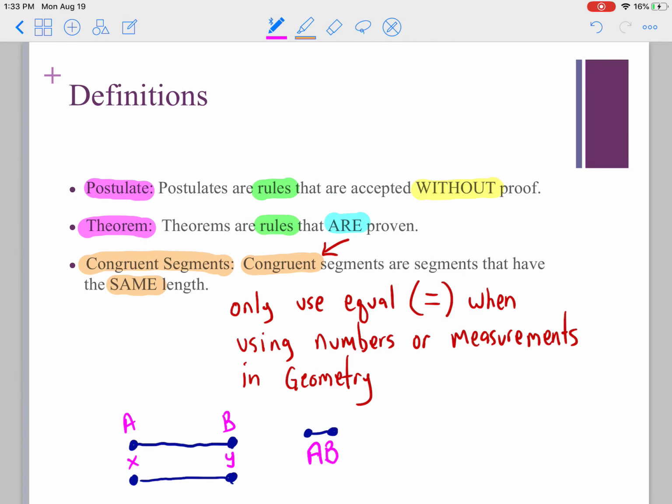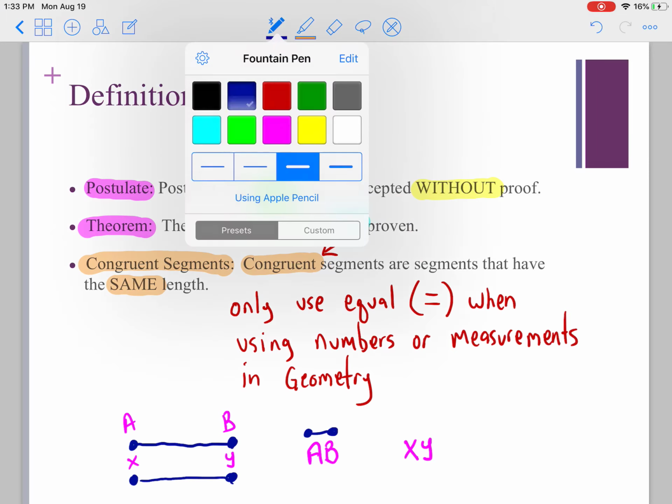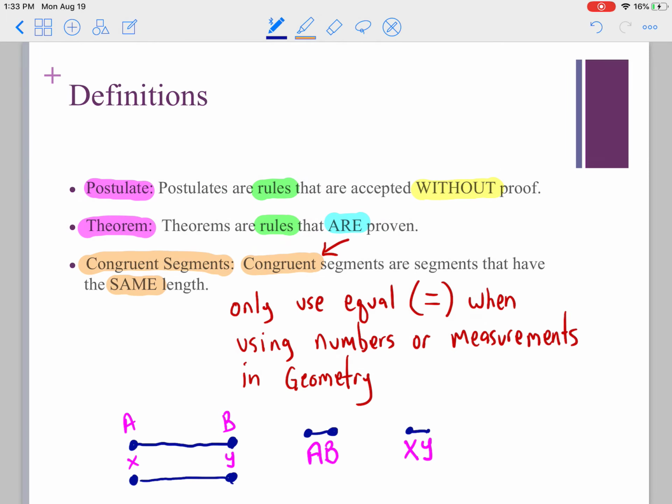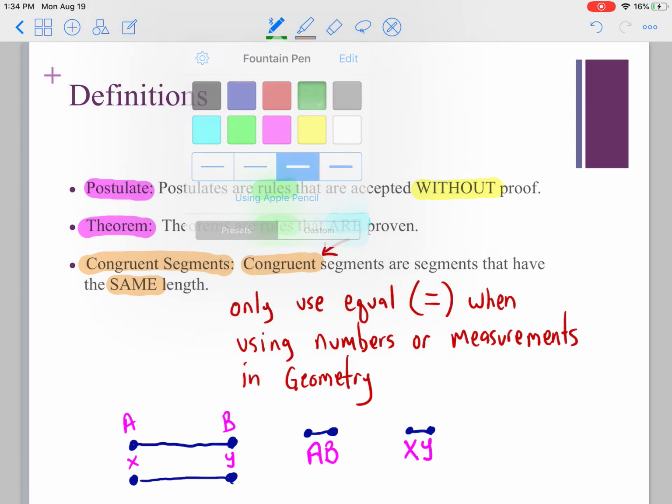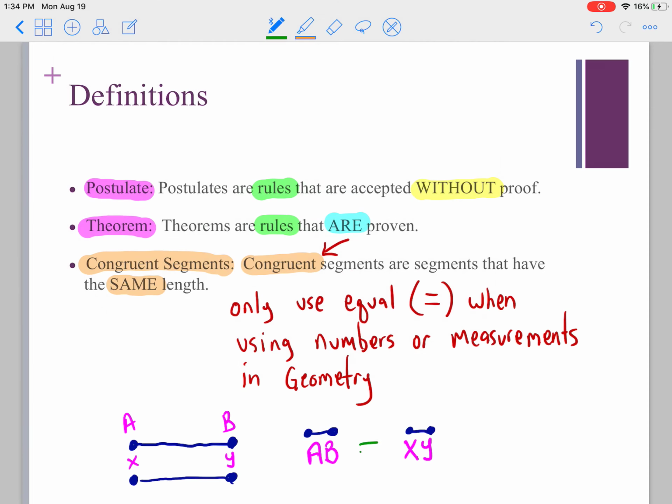And then we have a second segment, XY, and we're going to denote it as a segment using our segment notation. And then the symbol for congruent looks a lot like an equal sign, except it has a little tilde over top of it. So that is the mathematical symbol that we use for congruent.